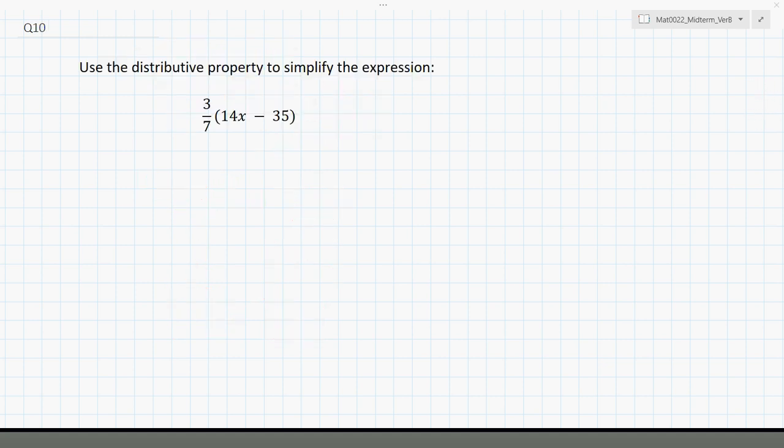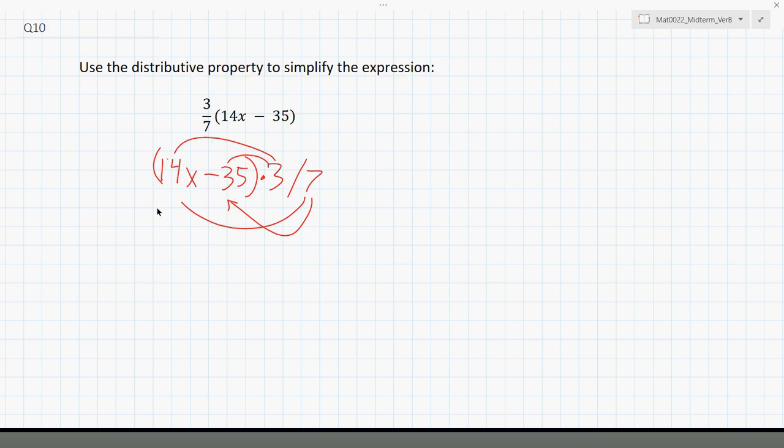Reading again, however, this is a fraction. People don't like fractions. We're not going to use the word fraction. 3 divided by 7 times 14x minus 35 is a big number set and it looks terrifying. However, another way of writing this is that we have 14x minus 35, which is inside the box, is multiplied by 3 and then divided by 7. So we're going to distribute the 3 to both, and then we'll distribute the 7 to both. I'll show you how this works out in a moment.